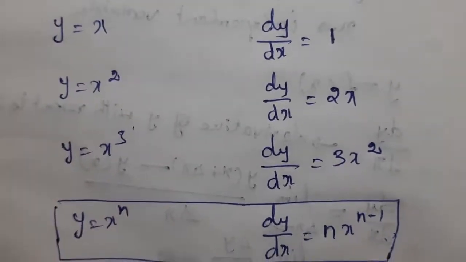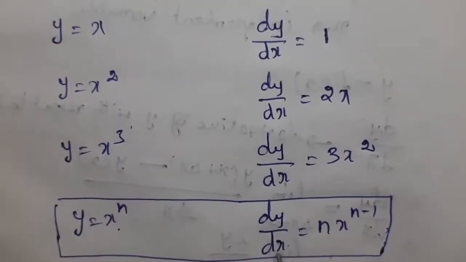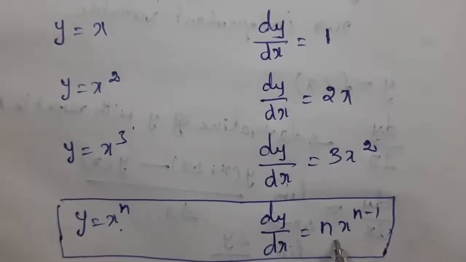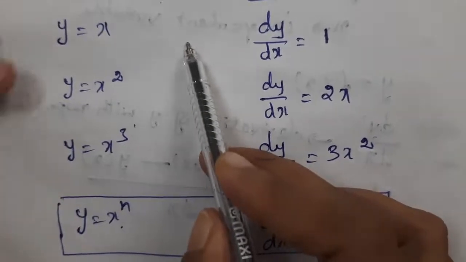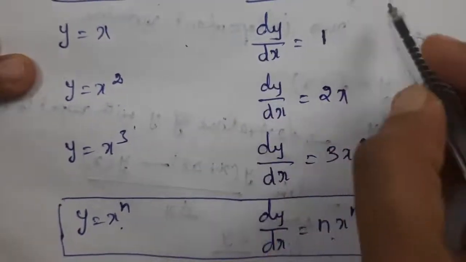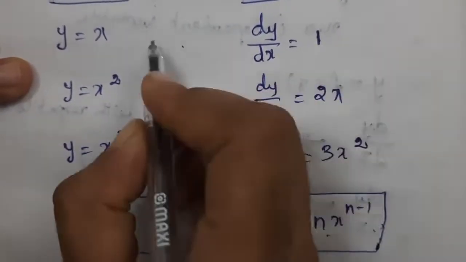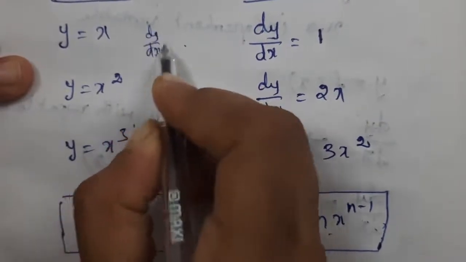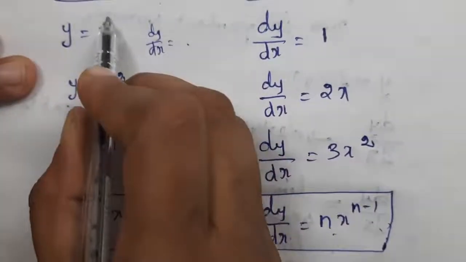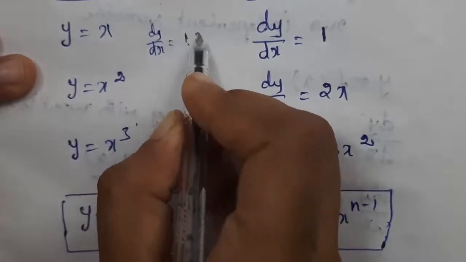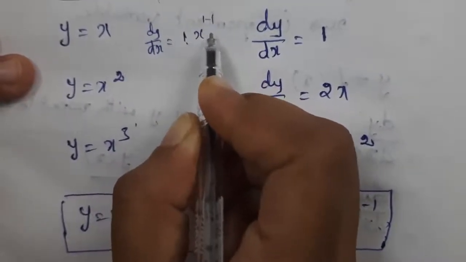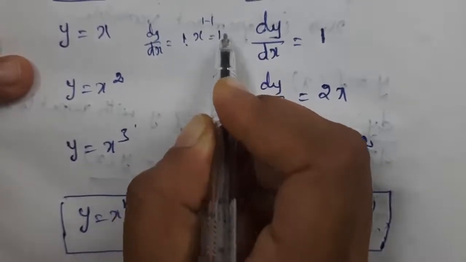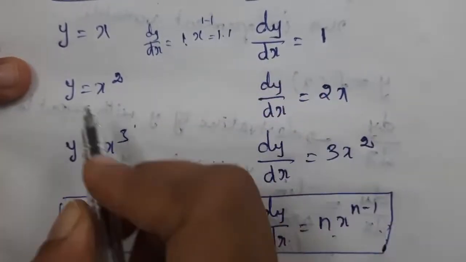Okay. So y equal to x power n. dy by dx is equal to what? N into x power n minus 1. Let's see this. Y equal to x means how can we write? Y equal to x means dy by dx is equal to n into x power 1. So 1 into x power n minus 1. So 1 minus 1. So what is that? 1 into anything power 0 is 1. So 1 into 1, 1.